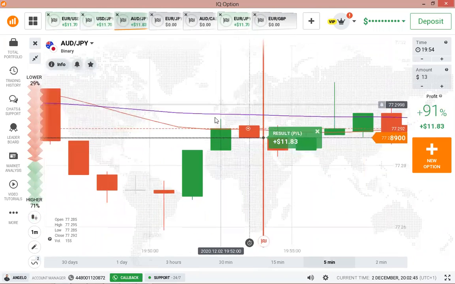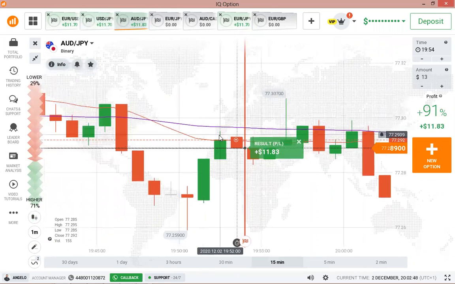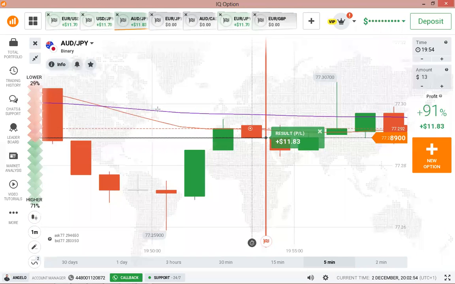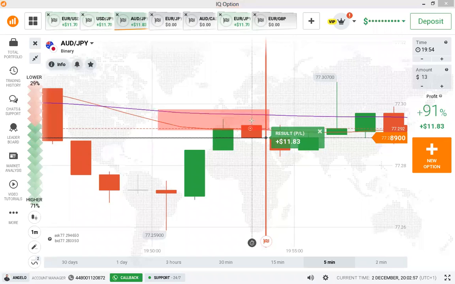The market always reverses. So this one I place put option because this candle closed in between these two moving averages with a rejection from sellers. So that means this is an area of resistance. Okay, so we expect sellers to enter on the next candle. That is why I place put option.